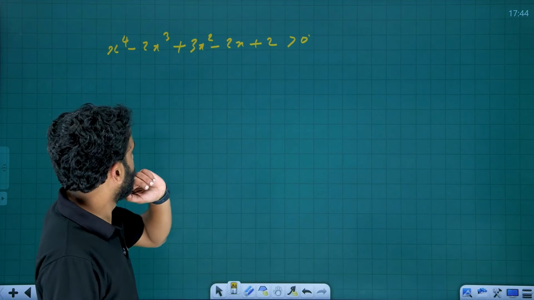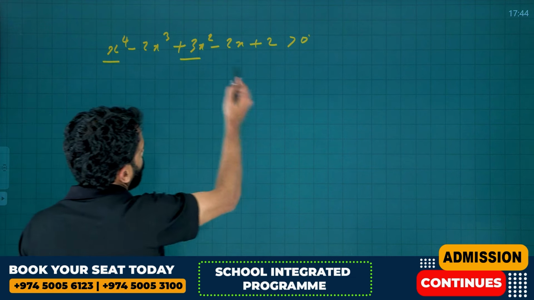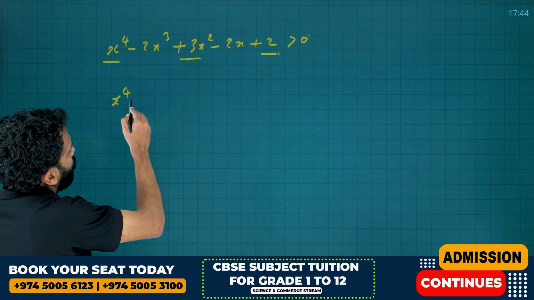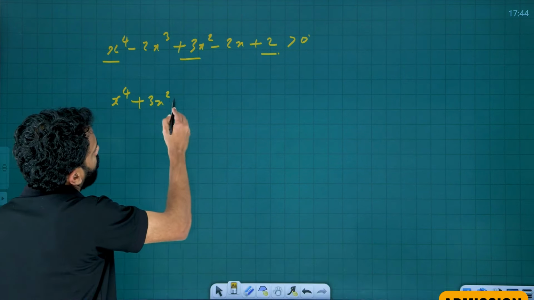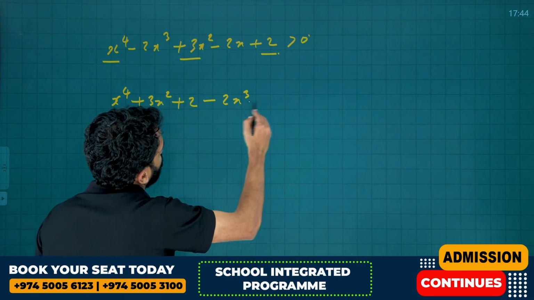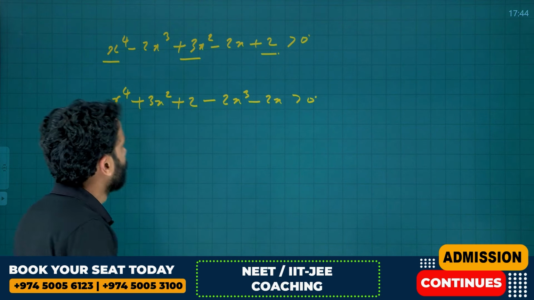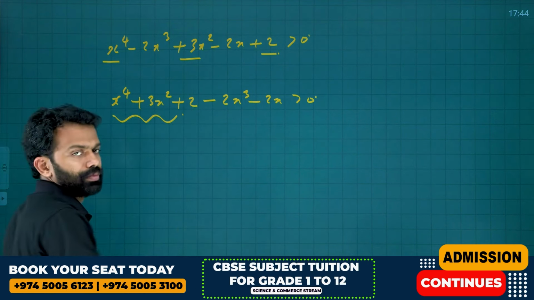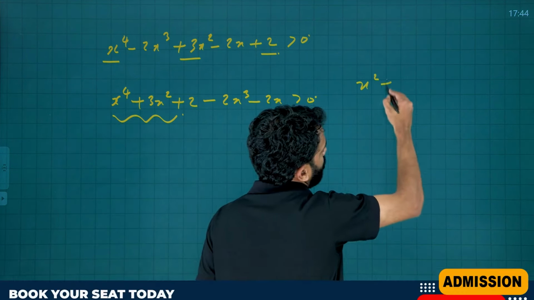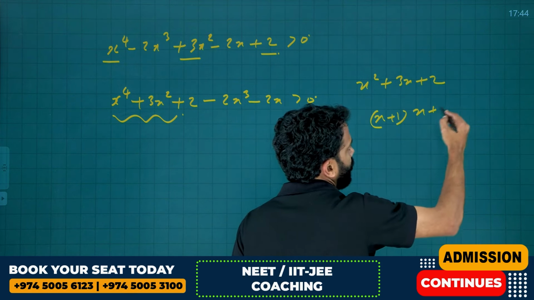It's very easy actually. Let's assemble some terms here, that is x raised to 4, 3x square and 2. I am going to assemble this as x raised to 4 plus 3x square plus 2, minus 2x cube minus 2x, that is greater than 0. I hope you are getting the idea here. Have you seen this anywhere? x square plus 3x plus 2. You have seen that, right? That can be factorized as x plus 1 into x plus 2.